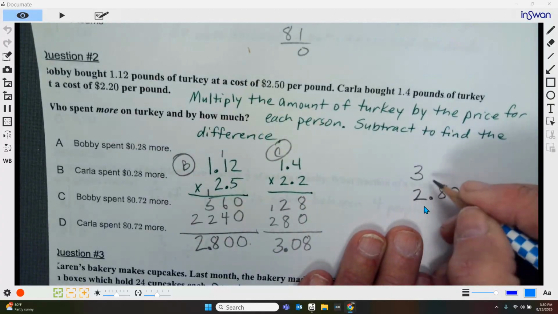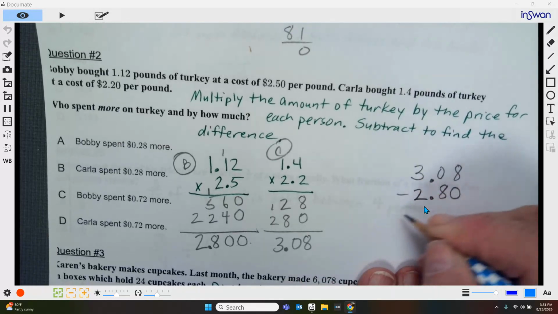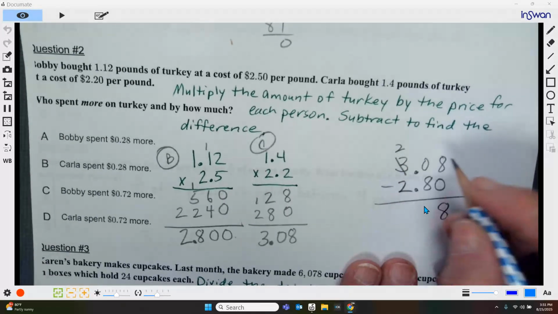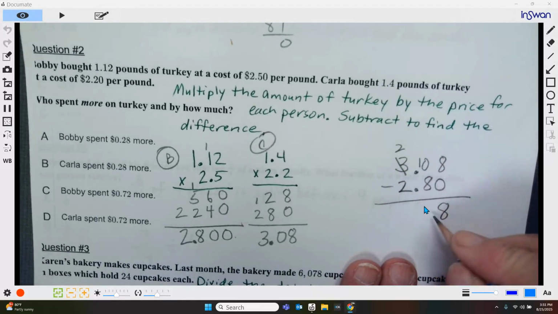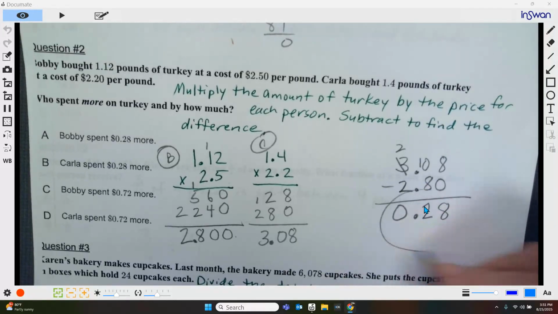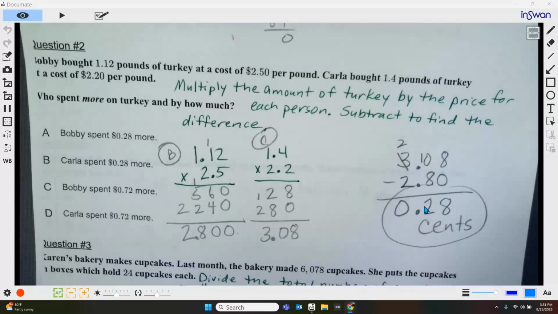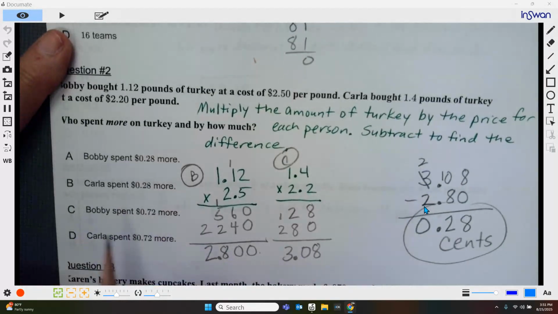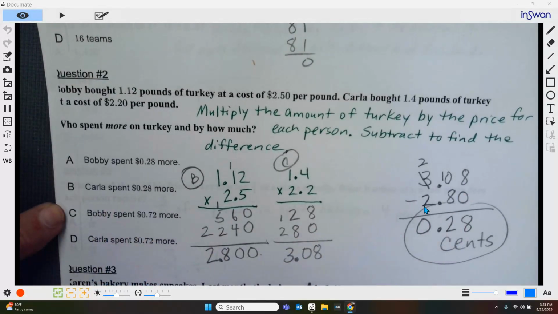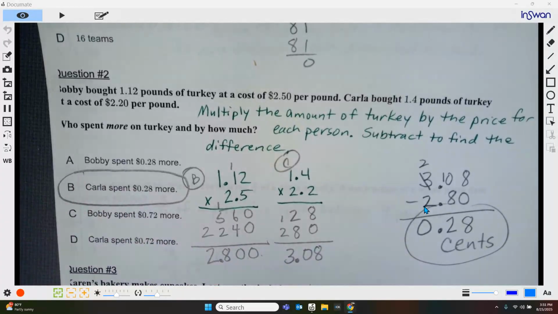We got to find the difference, so I'm going to put the 308 on top. And we're subtracting. 8 minus 0 is 8. Cross out the 3, make it a 2. That becomes a 10. 10 minus 8 is 2. Bring down the decimal. 2 minus 2 is 0. So it's 28 cents more. Bobby spent 28 cents more. No, wait, Bobby didn't spend 28. Carla spent 28 cents more because Carla was the 308. So B, Carla spent 28 cents more than Bobby.